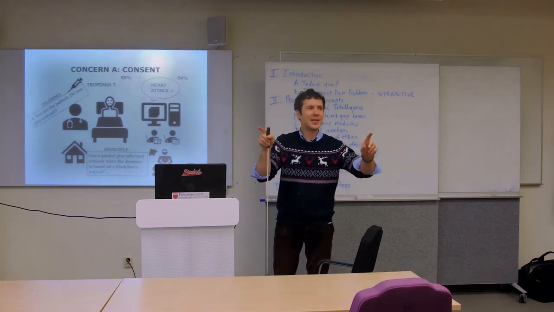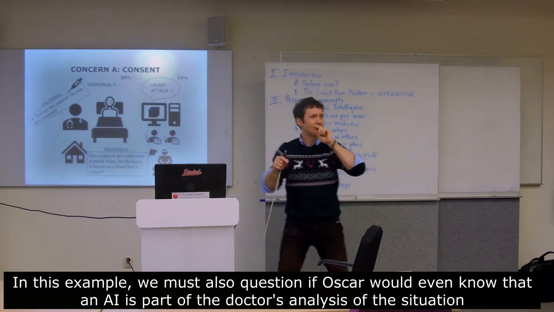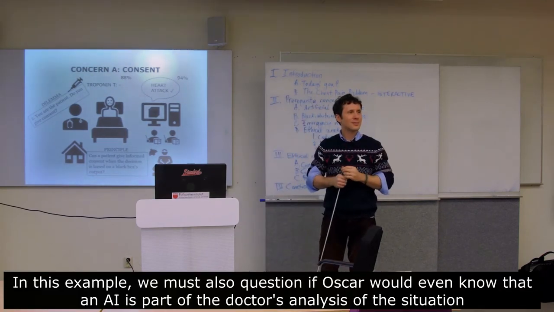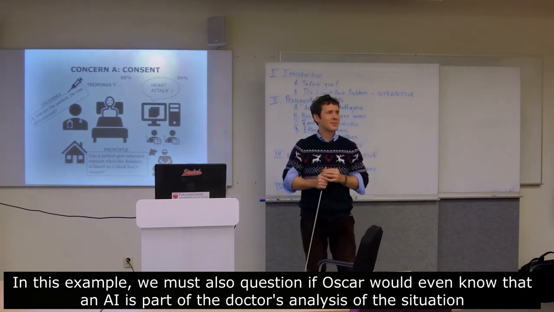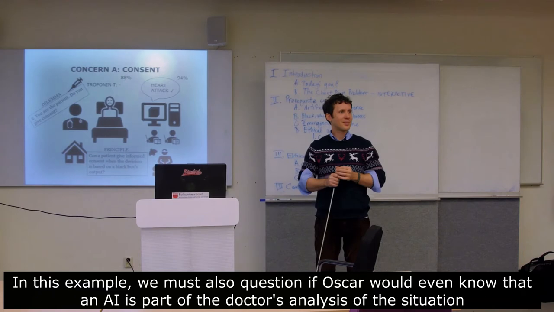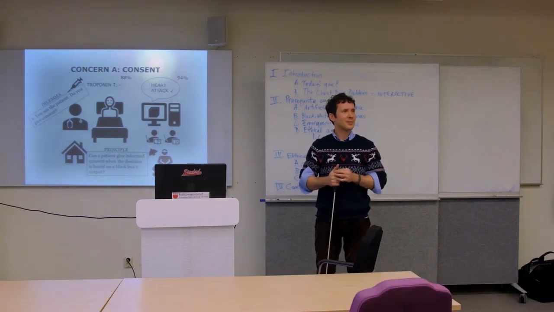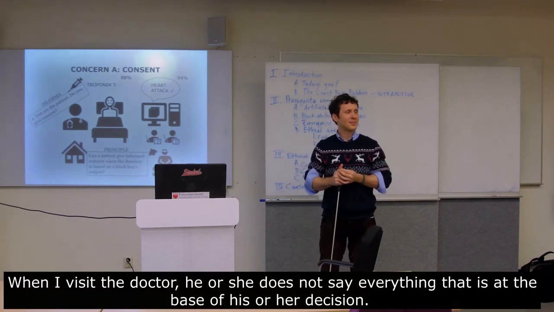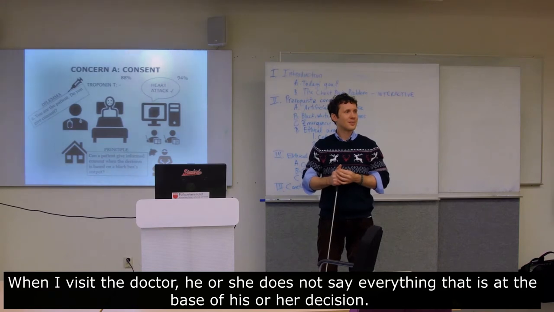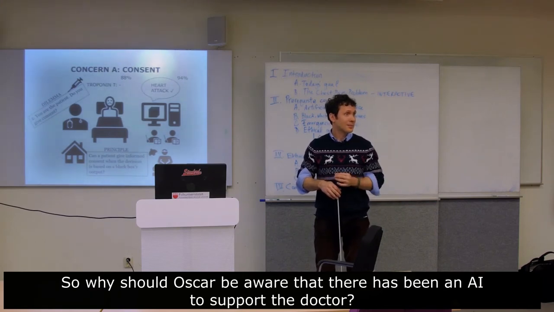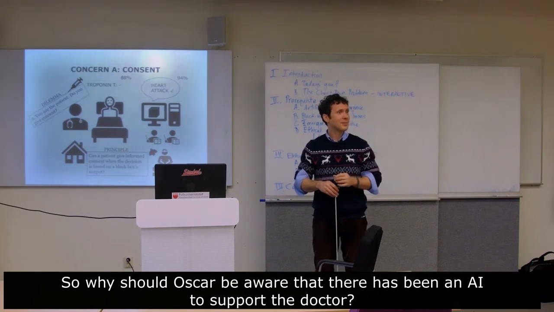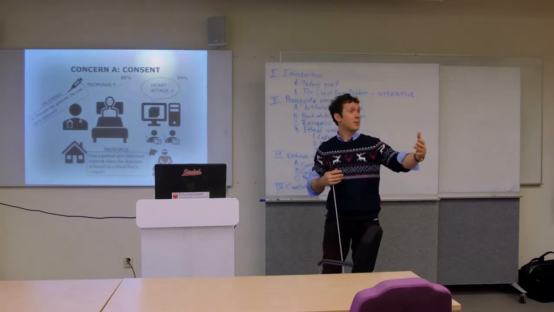Two quick comments and then we're going to keep moving. In this example, we must also question if Oscar would even know that an AI is a part of the doctor's analysis of the situation. When I visit the doctor, he or she doesn't say everything that is the basis of his or her decision. So why should Oscar be aware that it has been an AI to support the doctor? So you're arguing from a point of authority.